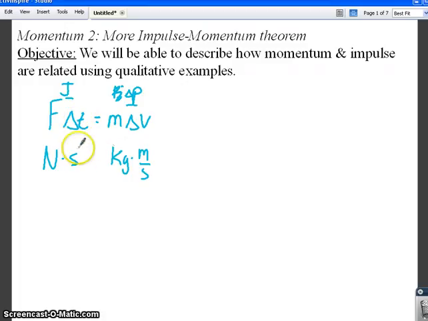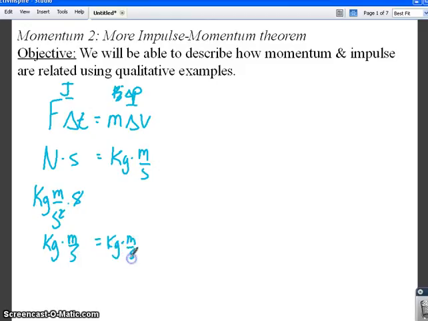I want you to know that these two are the same thing. If we broke this down right here, because this is already broken down, we would have kilograms meters per second squared times seconds. Seconds cancel out. Kilograms meters per second equals kilograms meters per second. So you might see this unit here, you might see this unit here, but really they're the same thing. We tend to use this for momentum and this for impulse, but the reality is, as you can see here, the change in momentum is impulse. So these two are very, very closely related.